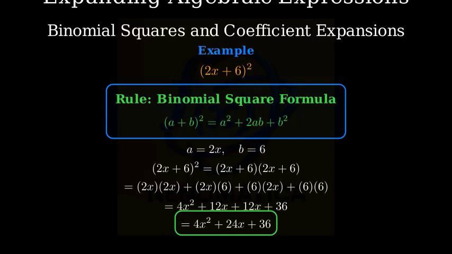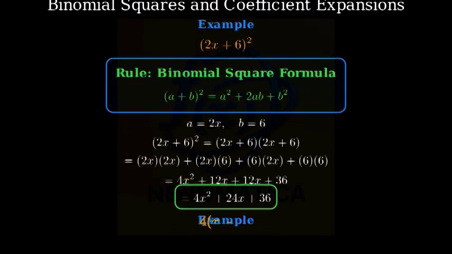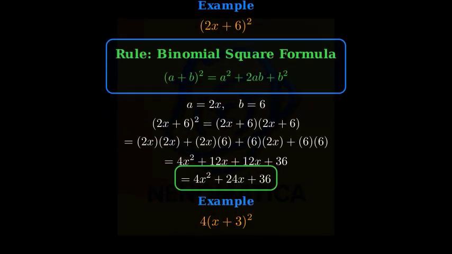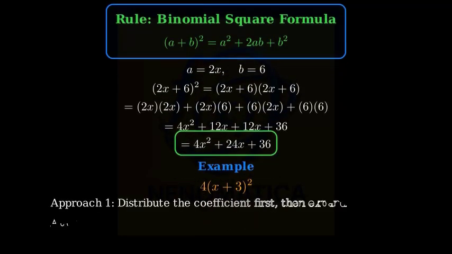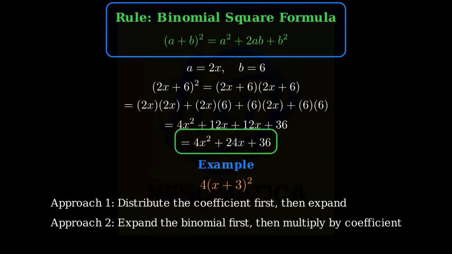Let's move on to our second example. Here, we have 4 times the quantity x plus 3 squared. We have two approaches to solve this. The first approach is to apply the distributive property and then use the binomial square formula. The second approach is to expand the binomial first and then multiply by 4. Let's use the first approach.